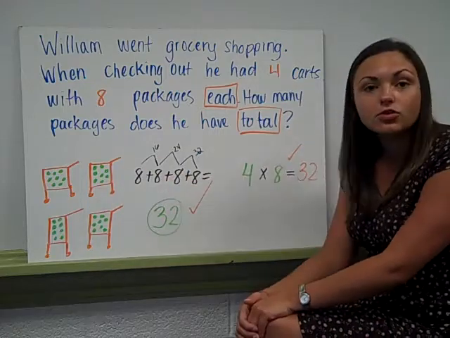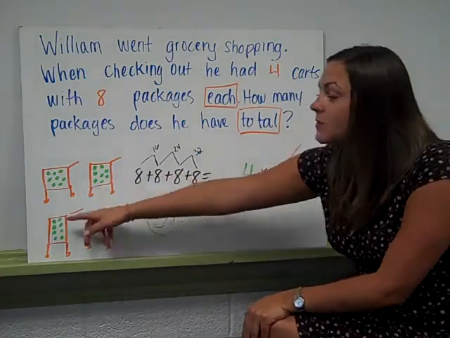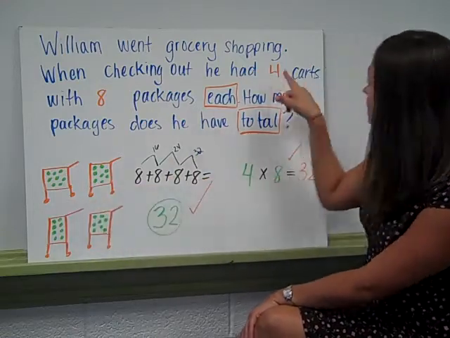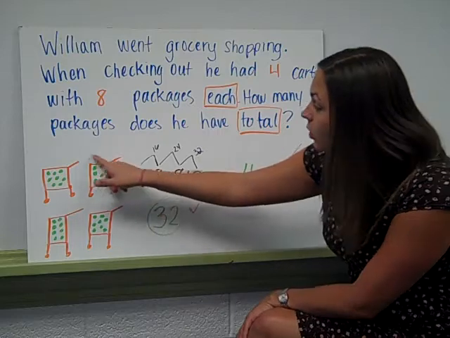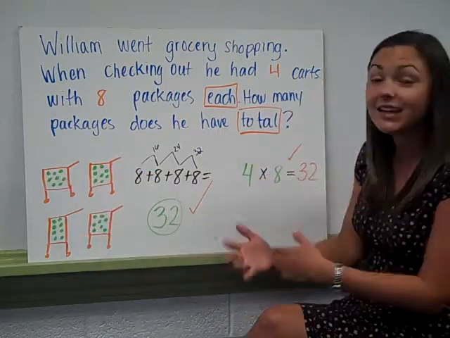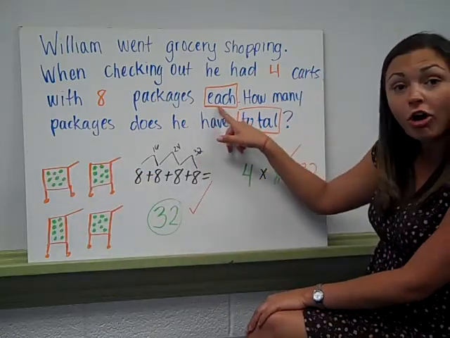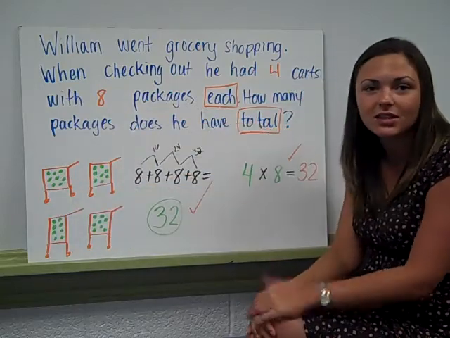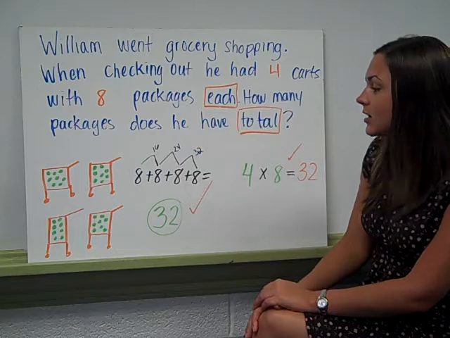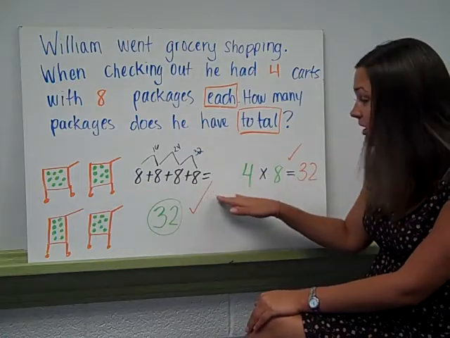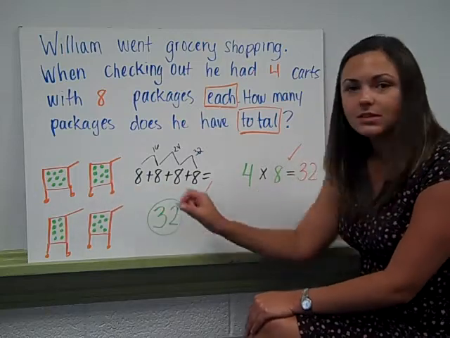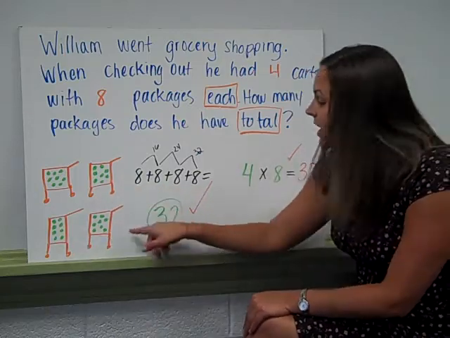So here I have a little drawing, a little illustration. Here's my beautiful shopping carts, as you can tell. I have 4 carts, 1, 2, 3, 4, and in each of my carts, I have 8 packages, and I just put 8 little green dots to represent the packages in each cart. Now, with repeated addition, I would say 8 plus 8 plus 8 plus 8.